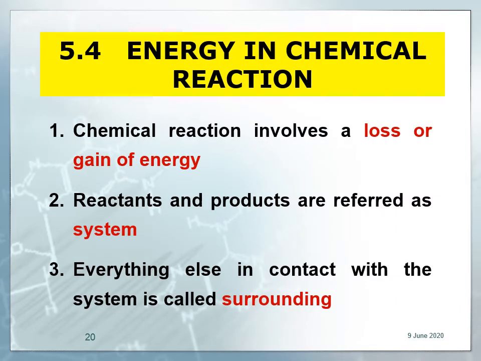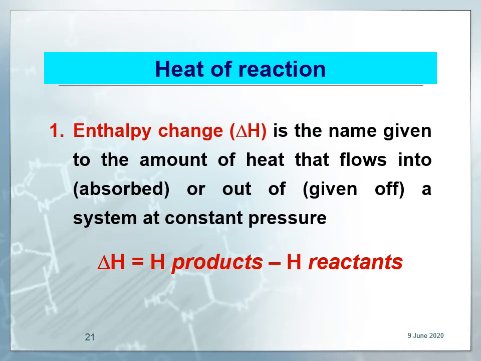Next, we move to the energy in chemical reaction. Almost every chemical reaction involves a loss or gain of energy. To discuss this, we refer to reactants and products as the system. And everything else in contact with the system is called the surroundings. The energy is measured by using heat of reaction, sometimes called enthalpy change, symbolized by delta H. Enthalpy change, delta H, is the name given to the amount of heat that flows into, absorbed, or out of, given off, a system at constant pressure.